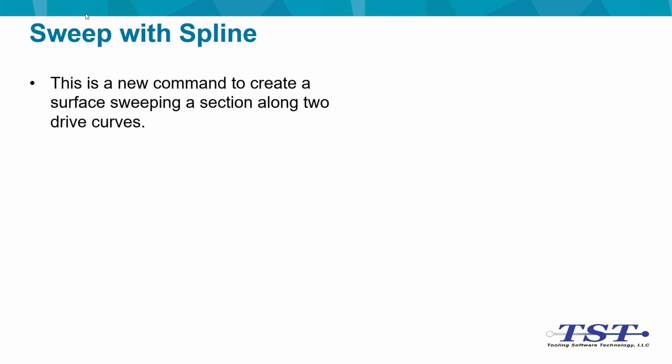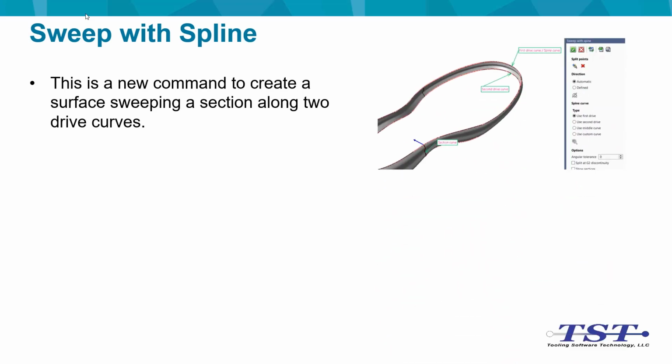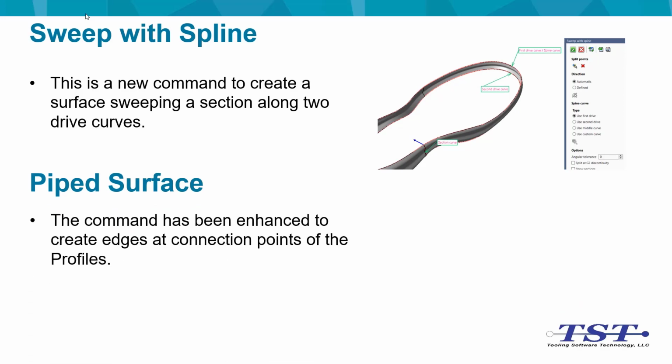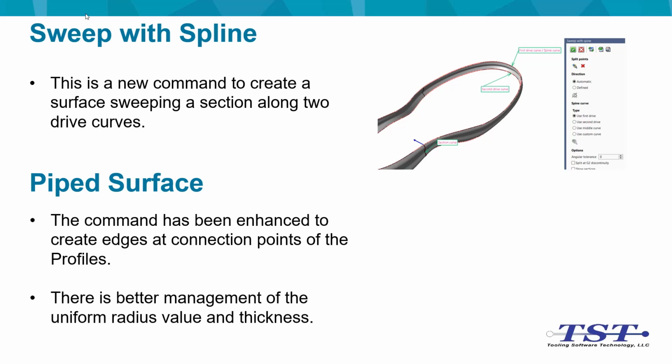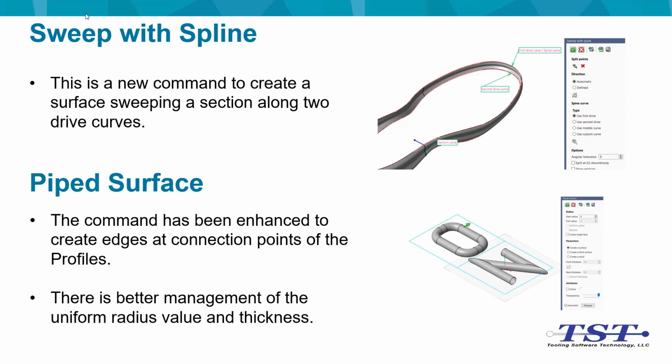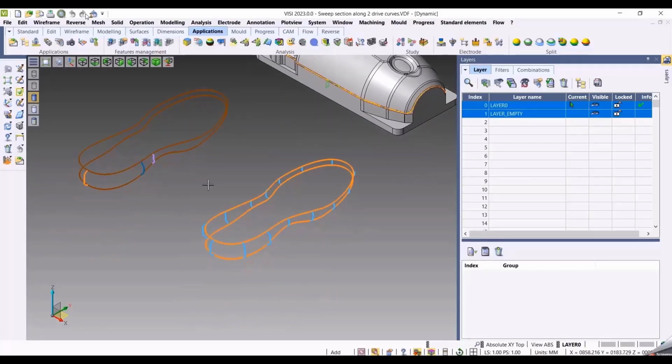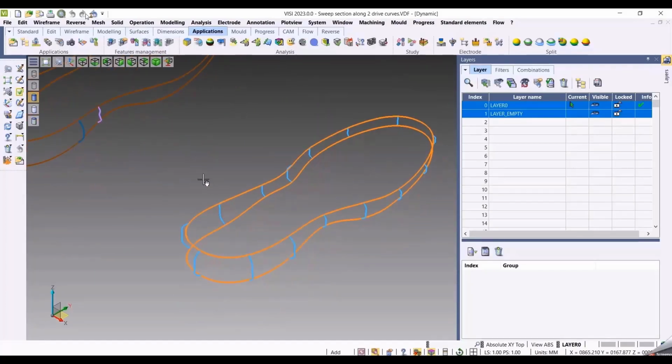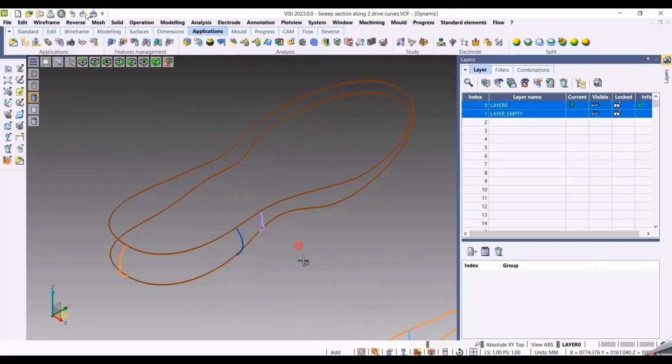So we're going to go into some of the surfacing commands. There's a brand new command called swept with a spline. This option allows you to create a surface sweeping across two drive curves. Within pipe surface, the command has been enhanced to create edges, connecting points with profiles, and it allows you to better manage uniform radiuses for thickened surfaces. So we're going to go over the brand new command called swept with a spline.